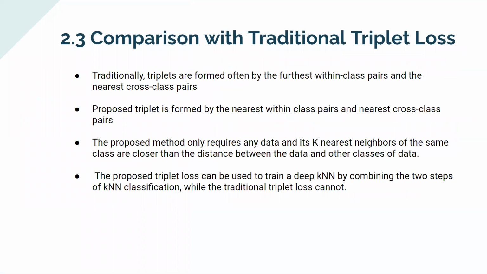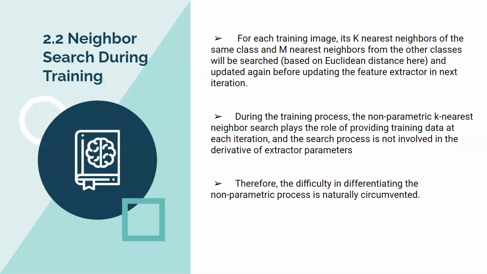In comparison to the traditional triplet loss, traditional triplets are often formed by the furthest within-class pairs and the nearest cross-class pairs. Here we take all the within-class pairs, and we are ignoring the non-parametric.